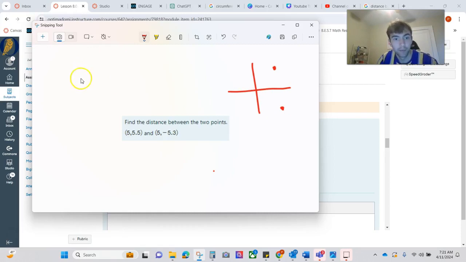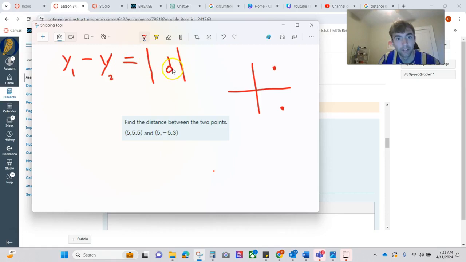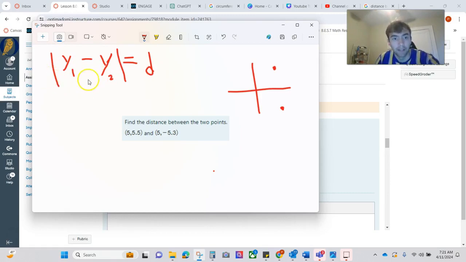To find the distance between these 2 points, I think maybe let's use a formula like this. One of the y's minus the other y will give you the absolute value of the distance. Or let me write this differently. The absolute value of the y's minus each other equals the distance. There we go. That's cleaner. Minus the y's, find the absolute value of the difference you find, and that is your distance.